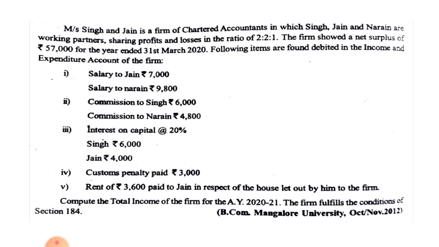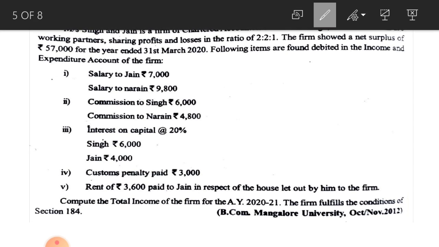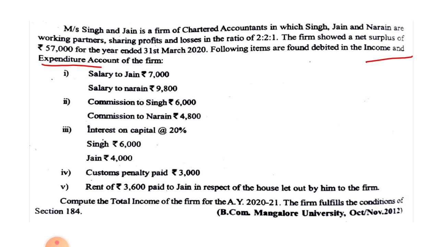The firm showed a net surplus of 57,000 rupees for the year ended 31st March 2020. The following items are found debited in the income and expenditure account of the firm. Messrs. Singh and Jain is a chartered accountants firm, that is, this is income from profession, not business. That is why they are preparing an income and expenditure account. Here three partners are there, Singh, Jain and Naren, and all three partners are working partners.